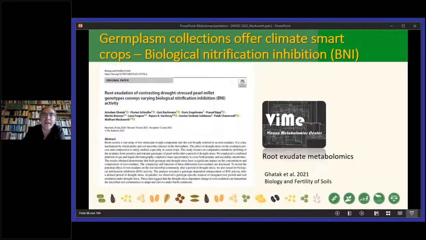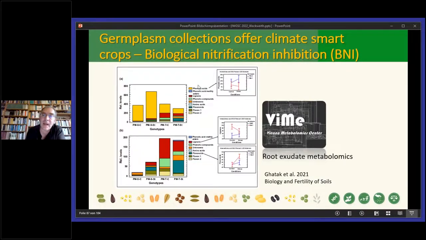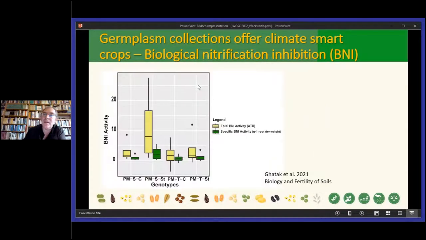We investigated this with pearl millet genotypes under drought stress. We applied our root exudate metabolomics platform. We identified hundreds of different metabolites, and we indeed also detected an increased biological nitrification inhibition activity in the sensitive line, which also changed the activity of nitrification of the organisms.